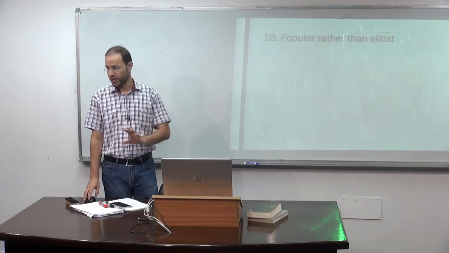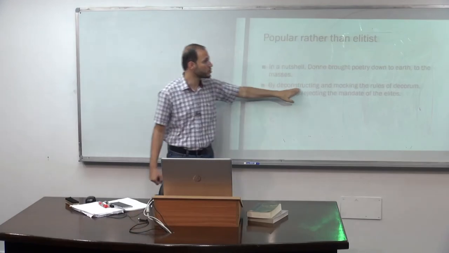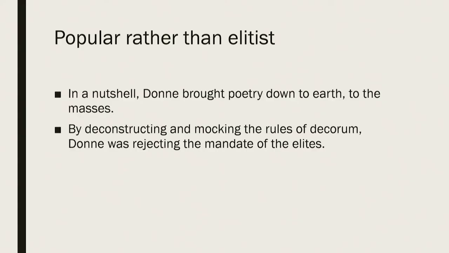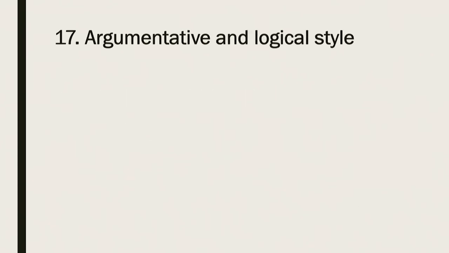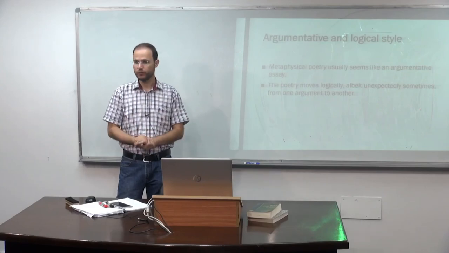His poetry is popular for us, for the masses, rather than for the elite, and this is the idea that, in a nutshell, he brought poetry down to earth from the ivory tower. And by doing this, John Donne deconstructs and mocks the rules of decorum and the fact that poetry is an elite monopoly and elite practice. And finally, argumentative style. We mentioned this in passing with the intellectuality, but I usually have the impression that each and every poem is like a logically structured argumentative essay. The first stanza is the opening paragraph, then the body paragraphs, supporting sentences, supporting ideas, and then going for the conclusion.